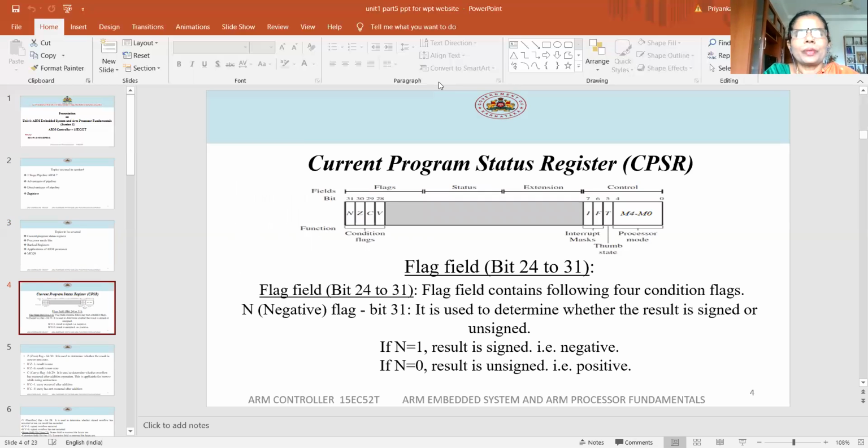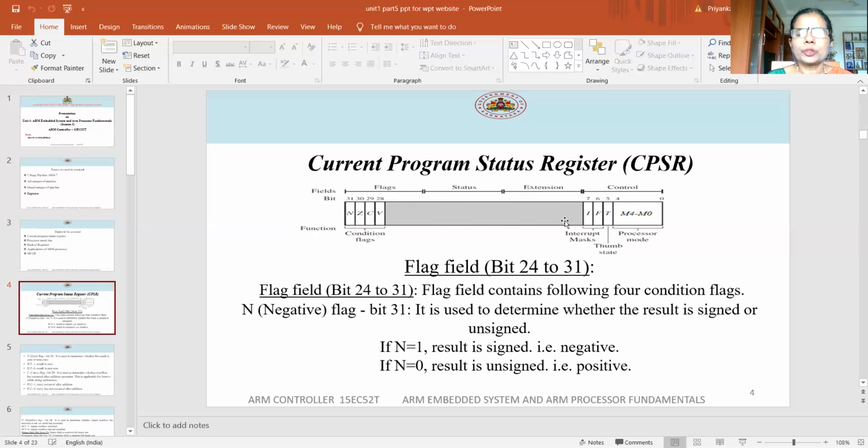Let us begin our topic with the current program status register. This is the bit structure of the current program status register. You can see here, the status register starts from bit 0 and ends at bit 31. Why 31? Because the current program status register is 32 bits wide. Bits 0 to 7, 8 bits, are called the control field. There are 4 fields you can see here. First is the control field, second is the extension field, third is the status field, and last is the flags field.